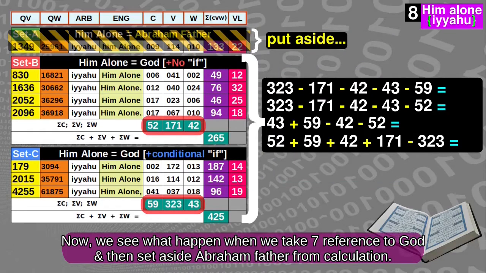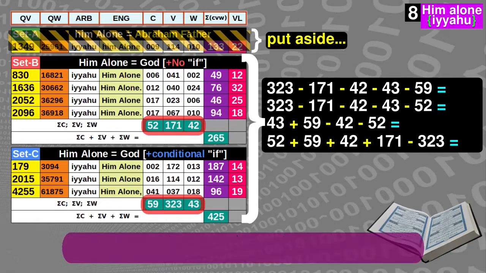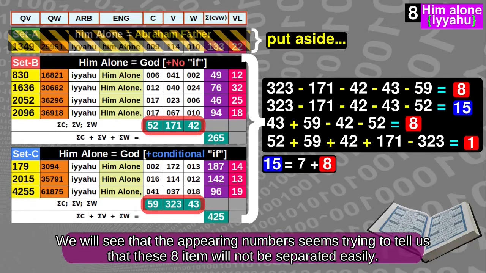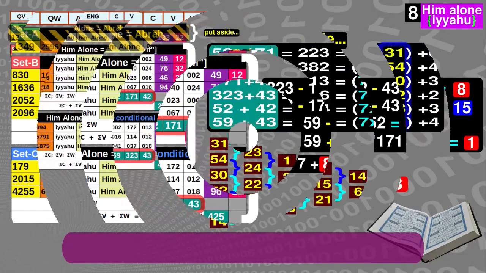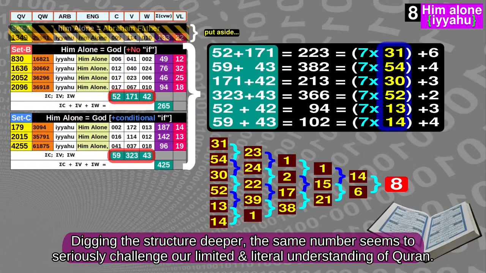Now we see what happens when we take the 7 references to God, and then set aside Abraham father from calculation. We will see that the appearing numbers seem to be trying to tell us that these 8 items will not be separated easily. Digging the structure deeper, the same numbers seem to seriously challenge our limited and literal understanding of Quran.